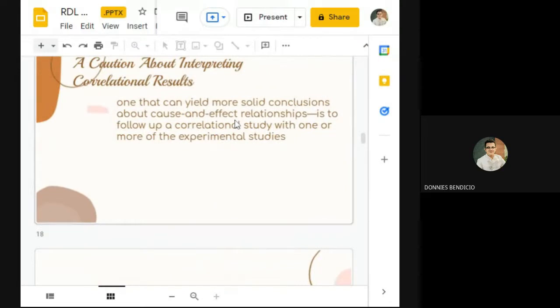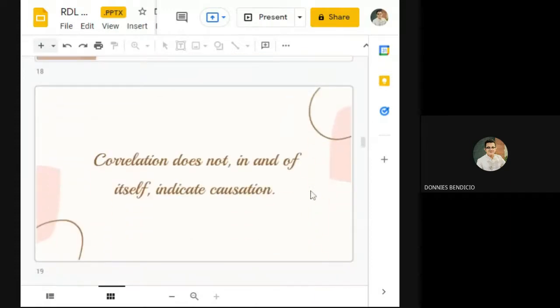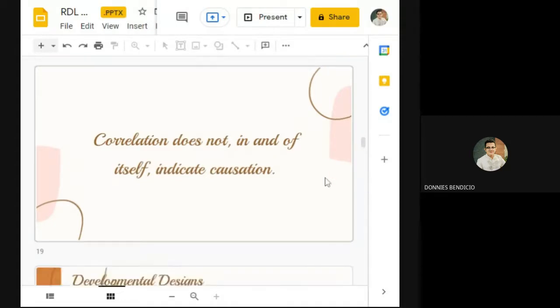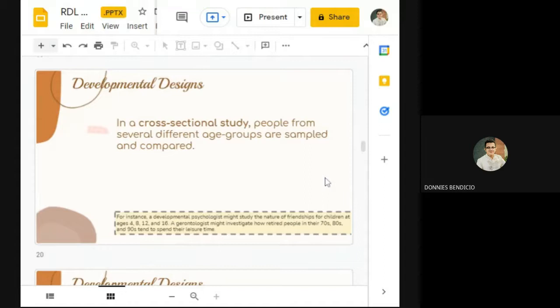Okay, one that can yield more solid conclusions about cause and effect relationship is to follow up a correlation study with one or more of the experimental studies. Yeah. So correlation does not in and of itself indicate causation. Kapag tayo ay nag-conduct ng correlation study, hindi ibig sabihin nito, ito ang dahilan kung bakit ito ang kanyang performance. Okay? So maybe this is just an explanation of that factor.